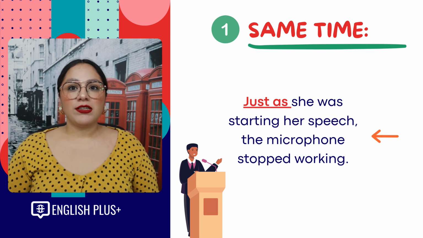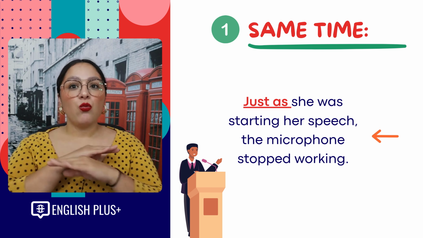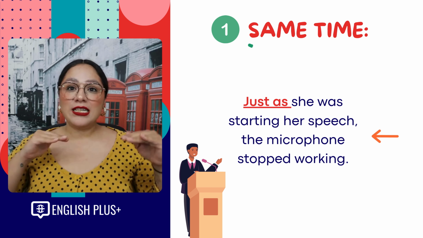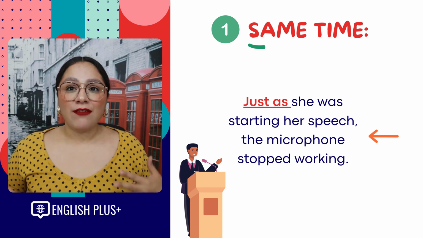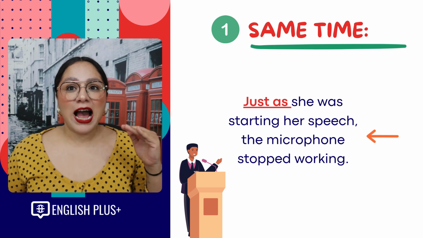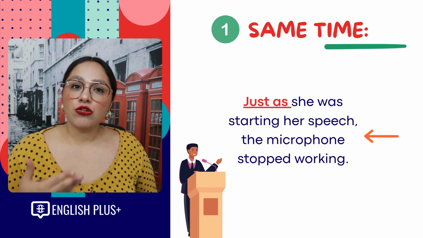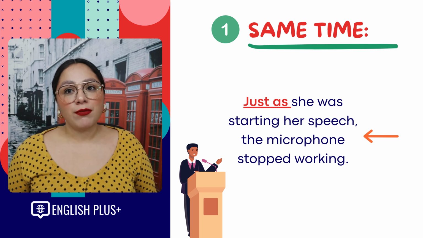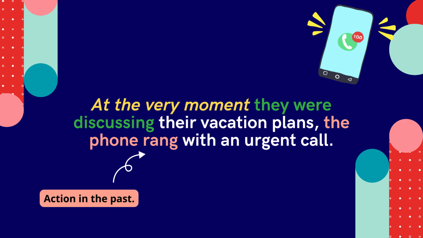Just as she was starting her speech, the microphone stopped working. Can you see? These two actions happened at the same time. And usually, when I have these expressions, just as and at the very moment, we put them before the verb that they are affecting. At the very moment they were discussing their vacation plans, the phone rang with an urgent call.